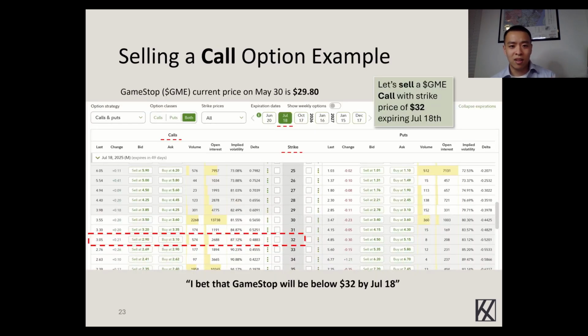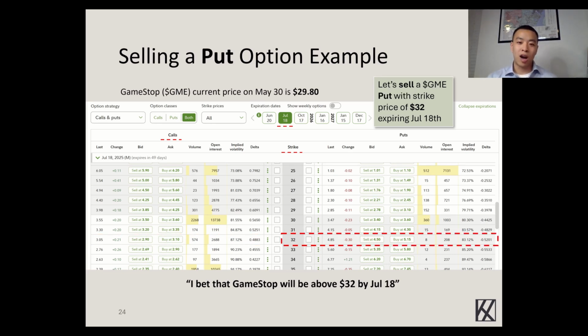So let's do an example. We're going to use the same strike price, except instead of buying a call, we're going to sell a call. You're pretty much saying, I bet that GameStop will be below $32 by July 18th. Now remember, the current price of GameStop is $29.80. So in this case, you're already right. GameStop's already below $32. So that means you're betting that by July 18th, the price is going to stay where it's at. It's either going to go lower or it's going to go slightly up, but still below $32, and you're still right, which is great. You know, a lot of ways to be right. The price could stay where it's at, could go down, or it could go slightly higher, and you'd still win.